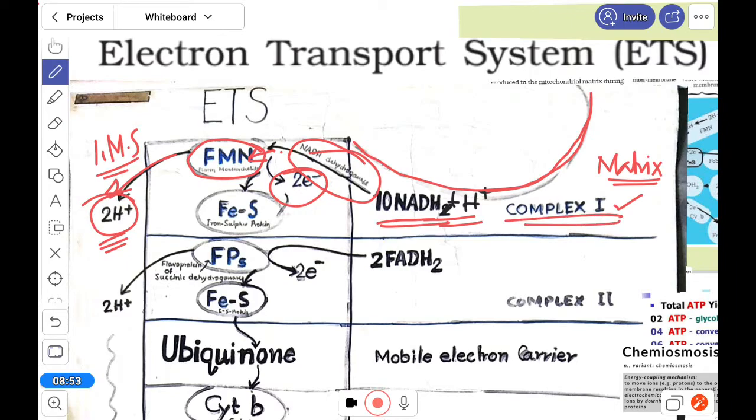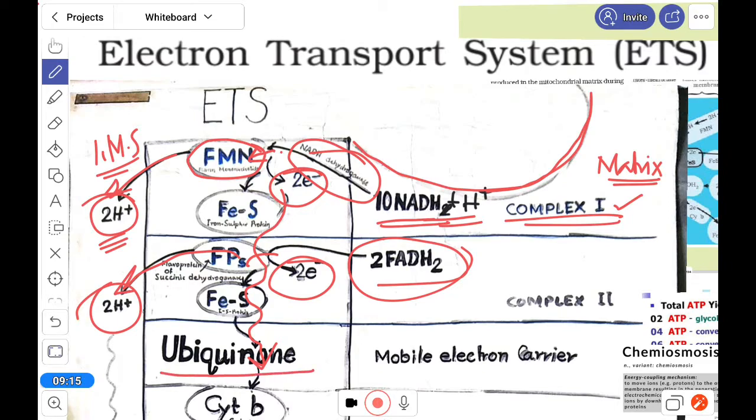In complex 2, FADH2 also does the same, in the flavoprotein, it splits into the proton here and the electron here. Electrons are carried. So here a ubiquinone helps, which is called a mobile electron carrier, and it is carrying the electron. Okay.